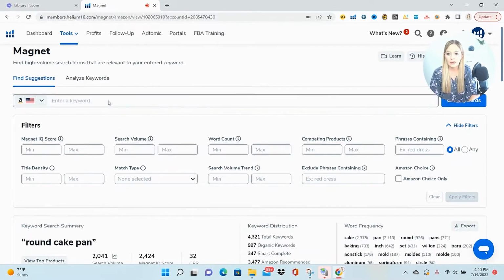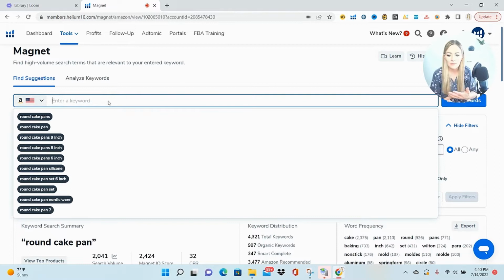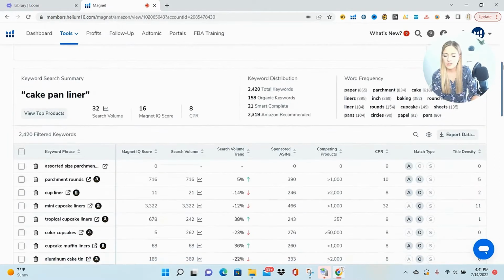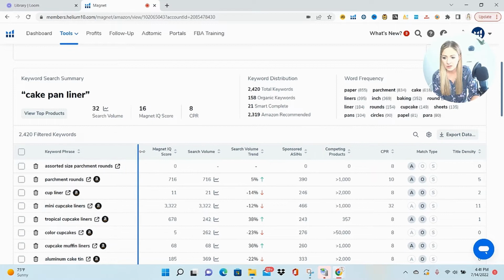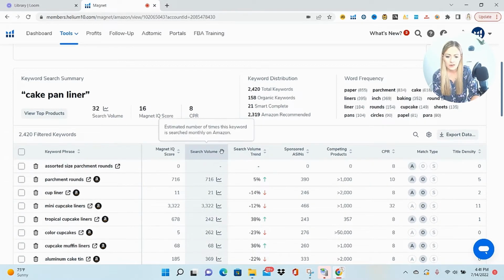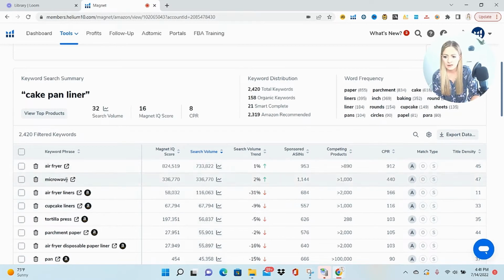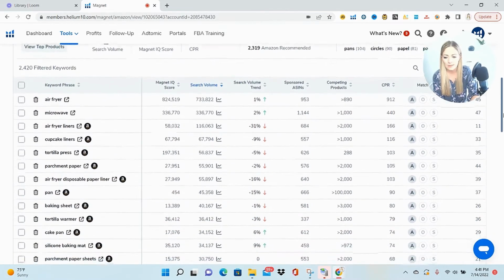Now we thought about putting it with a cake liner. So let's see how many people are searching for that. Cake pan liner. So this has a search volume of only 32. Only 32 people are searching for these specific terms, cake pan liner. But let's see some of the phrases that are associated with it. Let's go here and filter the search volume highest to lowest. So we can see cupcake liners, air fryer, disposable paper liners. None of those really go with our round cake pan.